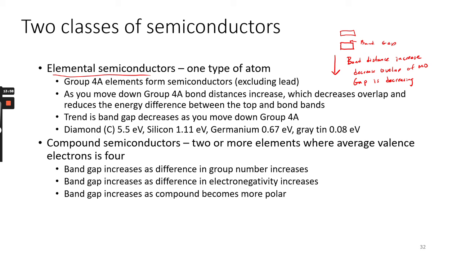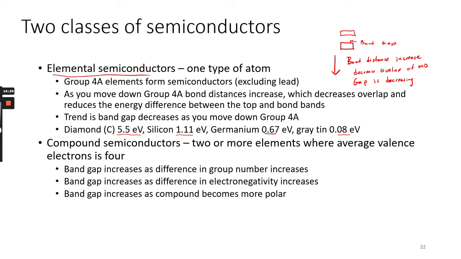And here is some band gap energy. Diamond, which is considered an insulator, has 5.5 electron volts. That's a unit of measuring energy. Silicon has 1.14, so you see it's decreasing. Germanium is 0.67, and then gray tin is 0.08. You're getting closer and closer together, so it actually is easier to conduct as you go down the group.